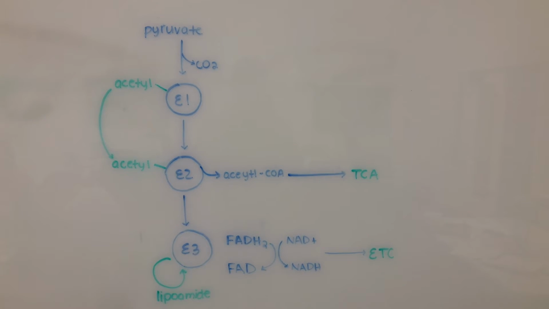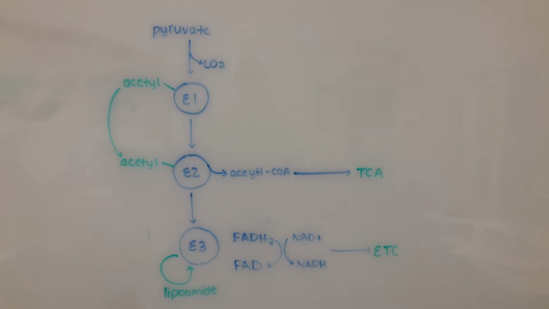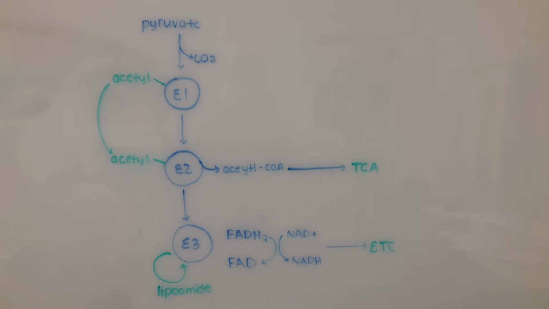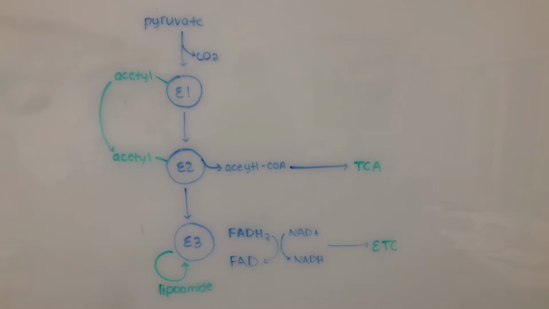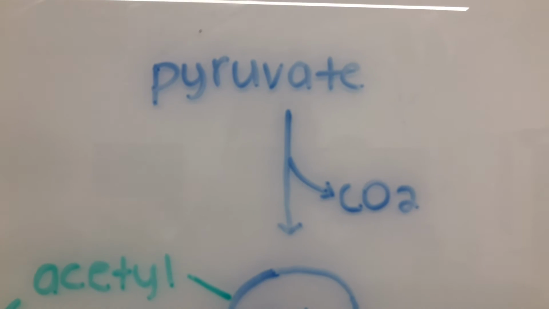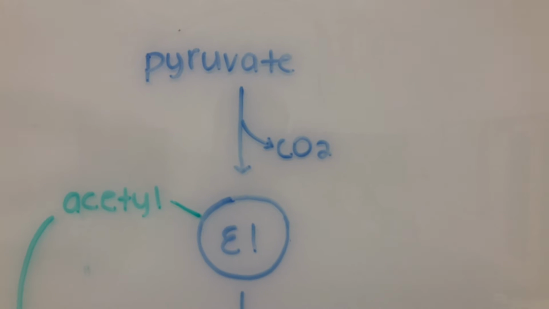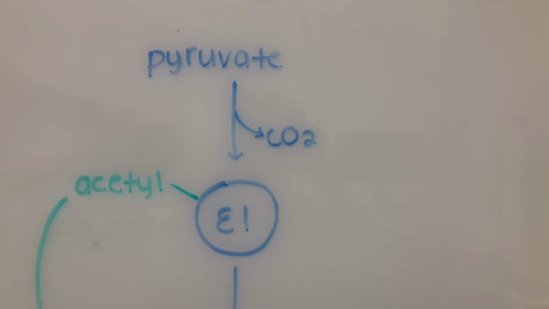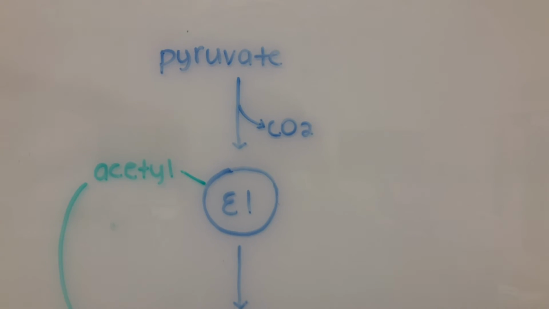PDC is a complex cellular machine that is made up of 3 subunits, E1, E2, and E3, that each perform a specialized task. E1, which is referred to as the pyruvate dehydrogenase, oxidizes pyruvate and produces carbon dioxide in a bound acetyl group. The acetyl group is transferred to E2, which is referred to as dihydrolipoyl transacetylase.